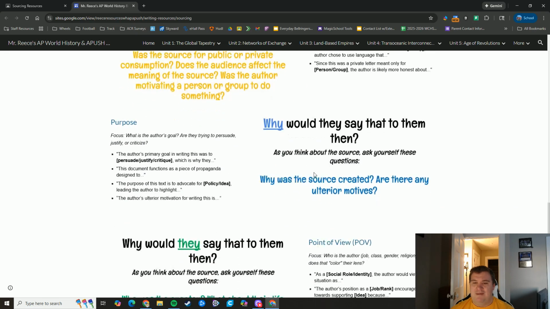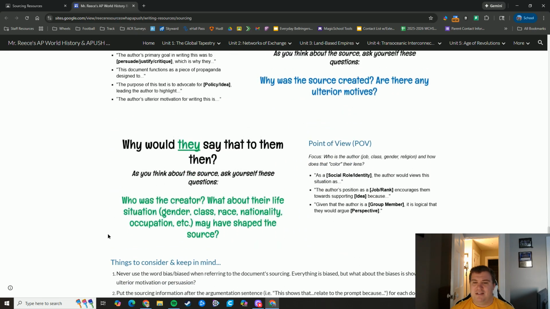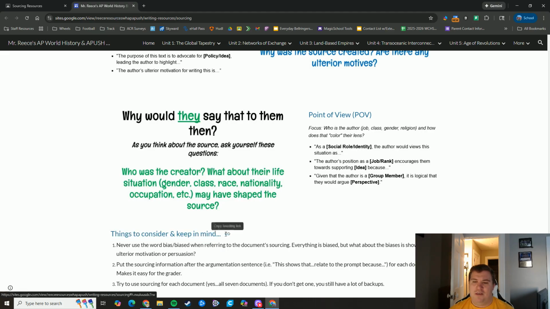So that is that. Some things to consider and keep in mind as you go through this. First off, the word bias and biased isn't something that you should use in document sourcing. Everything you read is biased in some way, shape, or fashion. You can't just say, oh yeah, it's biased, because we know that already. What you're trying to do is show the ulterior motives behind that bias, or the persuasion that they're trying to do, or the historical context of what's happening behind it.